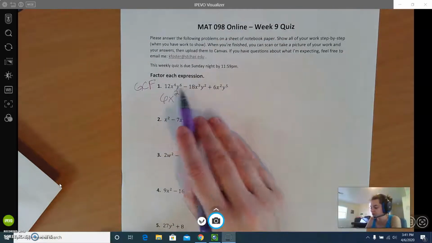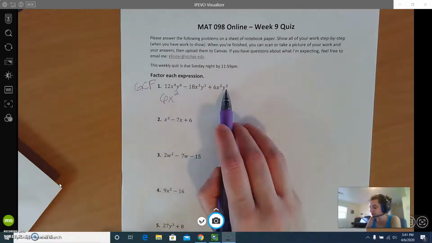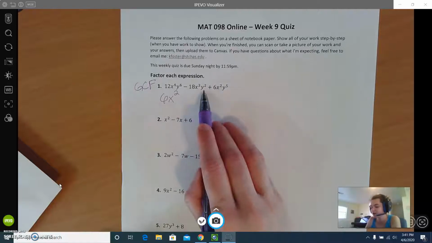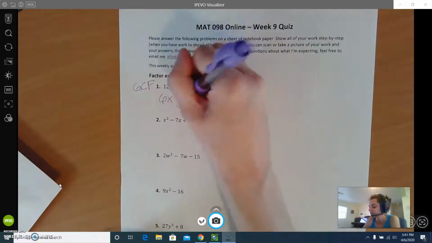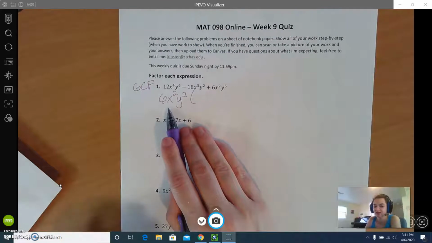Looking at the y's, y to the 6th, y squared, and y to the 5th, the most y's I can take out would be y squared, because the middle term only has 2 y's, so that's the best I can do. Now that you've identified the greatest common factor, we're going to factor it out.